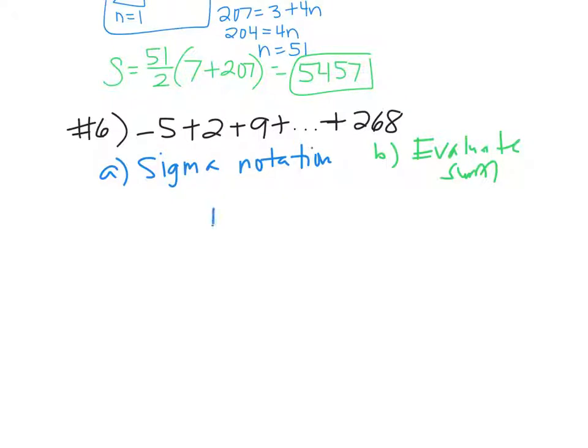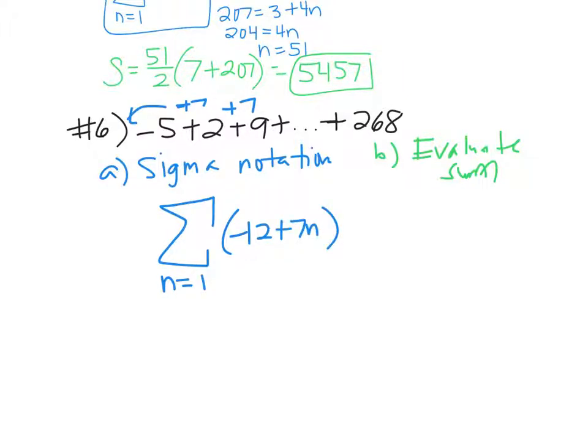Start by drawing yourself this sigma, and it's going to start at n equals 1. Next, you're going to need an explicit formula for this. This is adding 7 each time. So if I were to go back in time, this explicit formula would be negative 12 plus 7n. Negative 12 plus 7n.